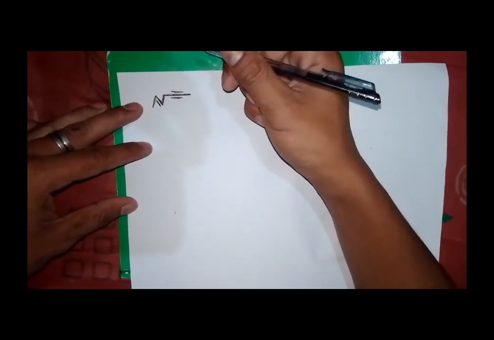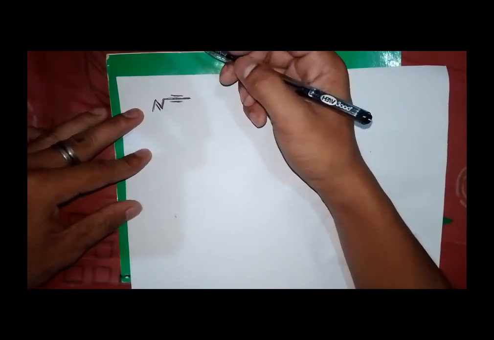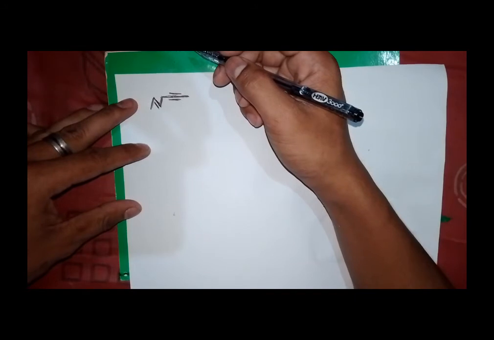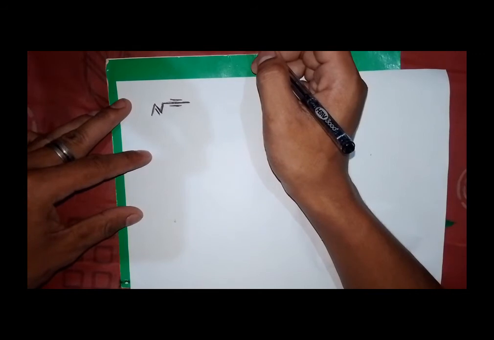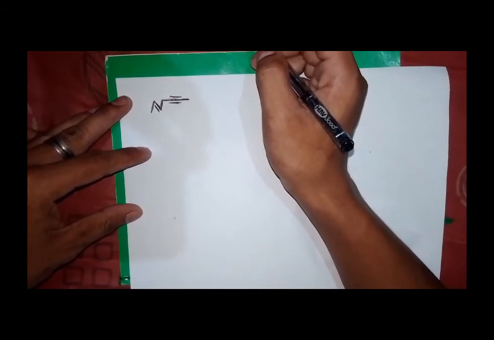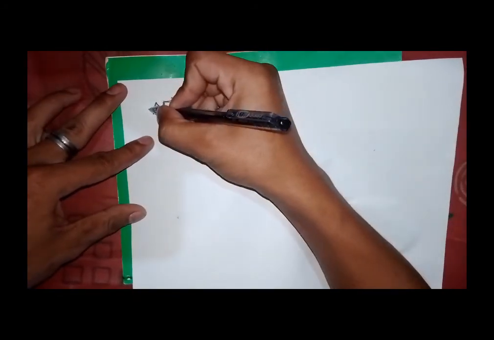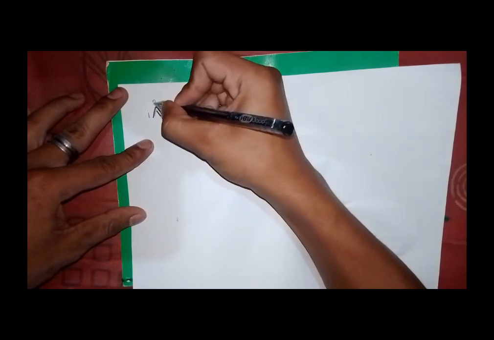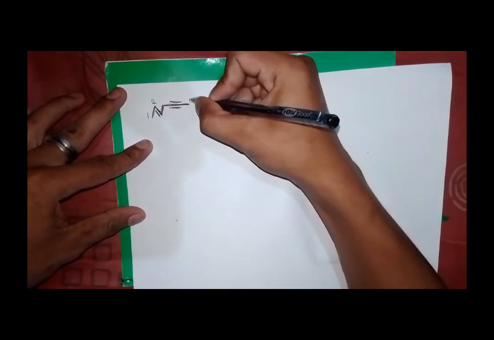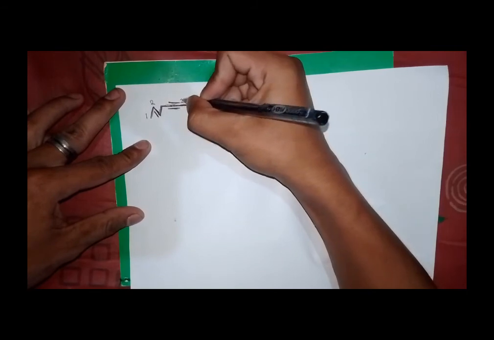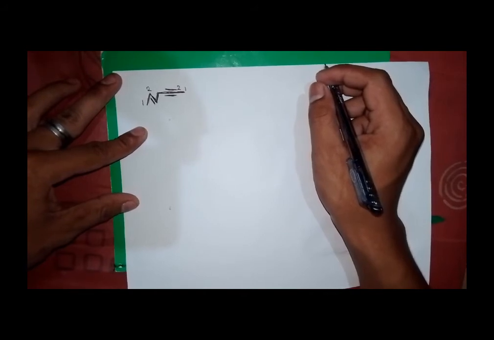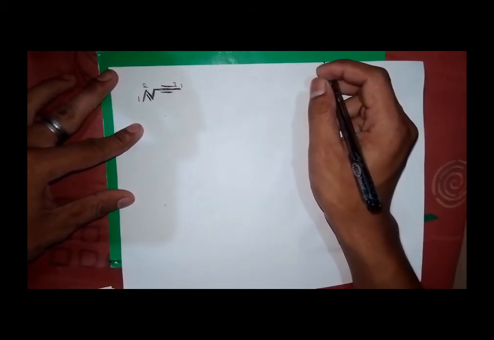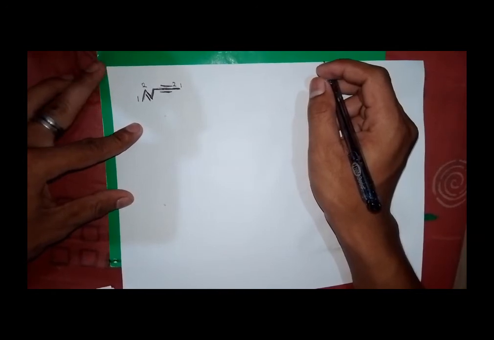Once again, I start by highlighting my parent chain, but now I have the option of numbering from the right, giving the triple bond the number 2, or numbering from the left, giving the double bond the number 2. In this situation, the alkene has the higher priority than the alkyne, and so we start numbering from the left.